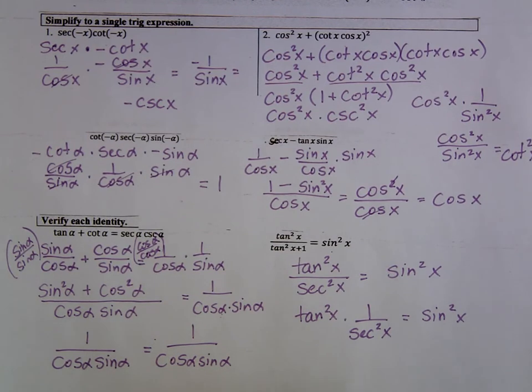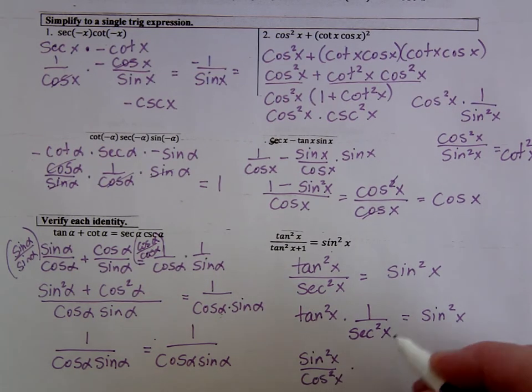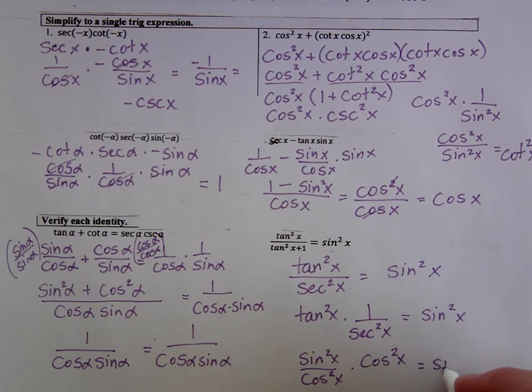Now I want to change things to sines and cosines. If it's tangent squared, that's going to be sine squared x over cosine squared x. 1 over secant is cosine, so this would be a cosine squared x. And again, I'm ready to do the happy dance because my cosine squares cancel and I've got a sine squared x equals sine squared x.